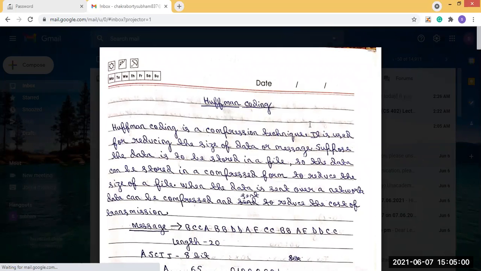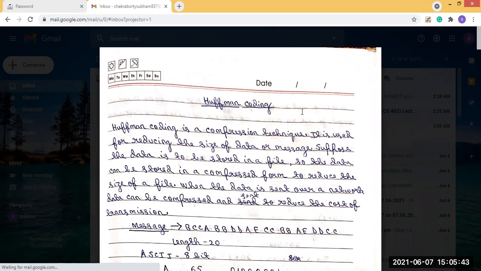Today we will see a topic named Huffman coding. Before starting, we will know what it is. Huffman coding is basically a compression technique. Do you know what compression is? Compression means reducing the size of the data. So it is used to reduce the size of the data or the message.